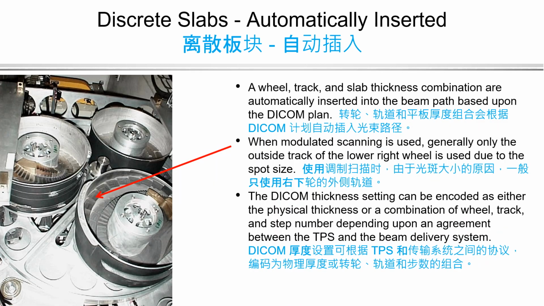This picture shows another discrete slab range shifter. For this device, a wheel, track, and slab thickness combination are automatically inserted into the beam path based upon the DICOM plan. When modulated scanning is used, generally only the outside track of the lower right wheel is used due to the spot size. The DICOM thickness setting can be encoded as either the physical thickness or a combination of wheel, track, and step number, depending on an agreement between the planning system and the delivery system.